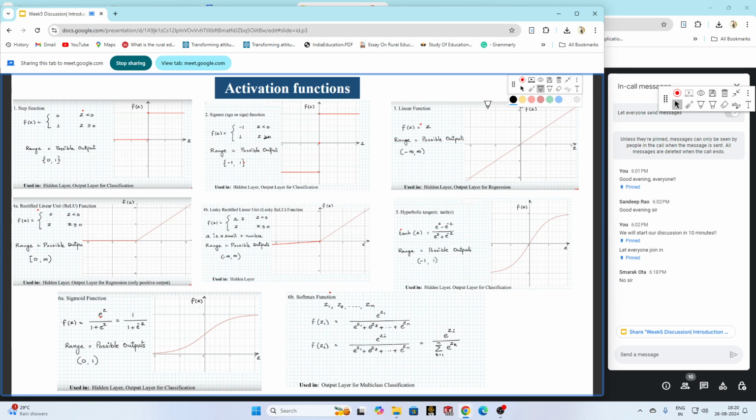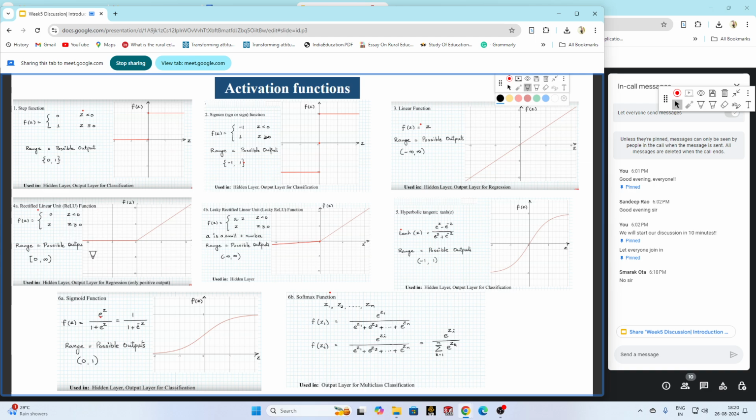Now the third type of function is known as the linear function. The linear function will return the output as the input. Whatever your input is, it will return the same output. That is f(z) equals z, meaning any input you supply, the same will be your output. So that is the linear function. Its range is between -infinity to +infinity.